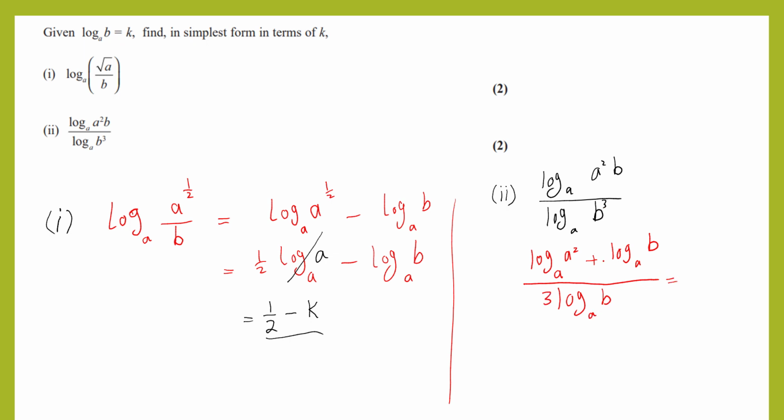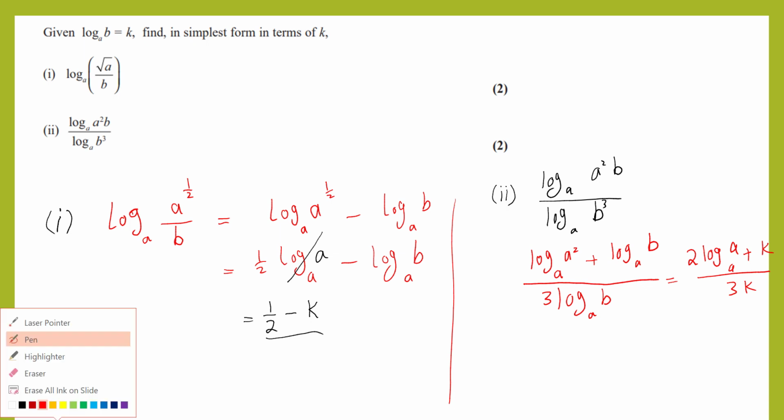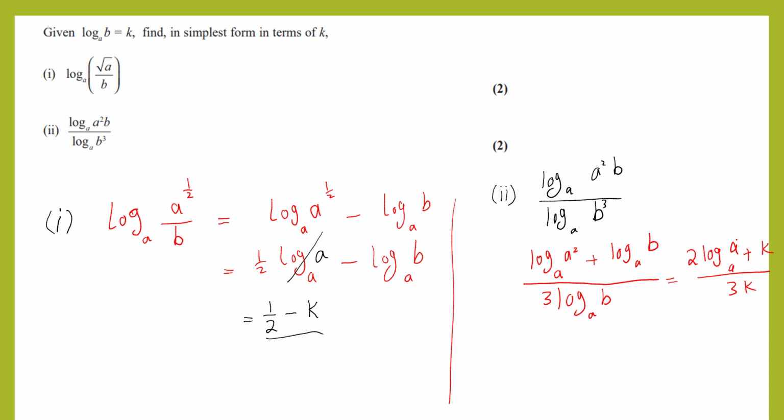So in the numerator we can simplify more. This 2 will be out, so it will be 2 log a to the base a plus log b to the base a is k, as you know, so it will be plus k, all over 3 log b to the base a, which is 3k. So now this one will be converted into 1, so it will be 2 by 1 is 2, plus k, all over 3k. So this is the answer for this part.